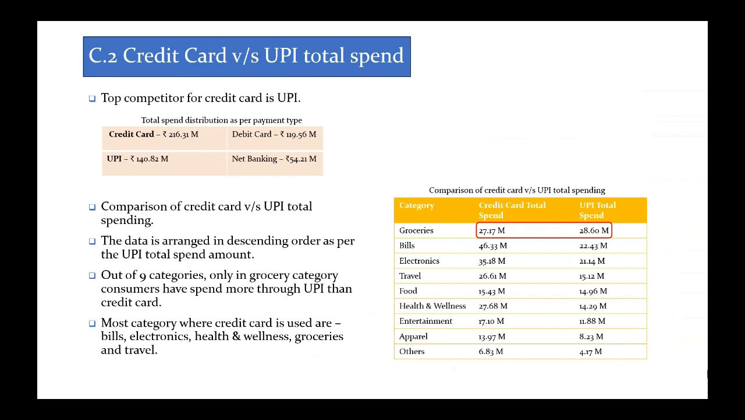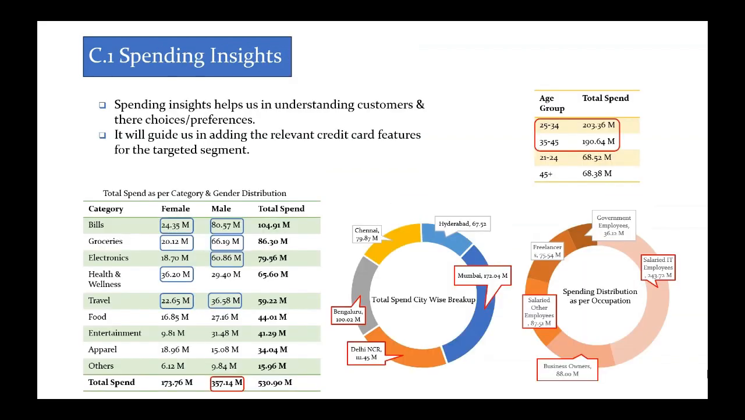That indicates that people use and spend more through UPI than credit card when it comes to groceries. It can be due to the convenience. But the other categories and the major categories where people use credit card are bills, electronics, health and wellness, travel, and groceries. It is similar to the total spending as well, where our major categories were bills, groceries, electronics, health and wellness, and travel.